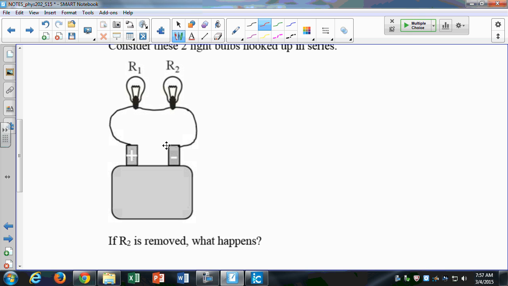It'll be 12. That comes about from the loop rule. So if I have 12 volts here, I have 6 volts and 6 volts here. But then, if I get rid of one of the bulbs, I'm going to have the full 12 volts on one bulb. And since the power is equal to V squared over R, if I increase the voltage by a factor of 2, I increase the power by a factor of 4.